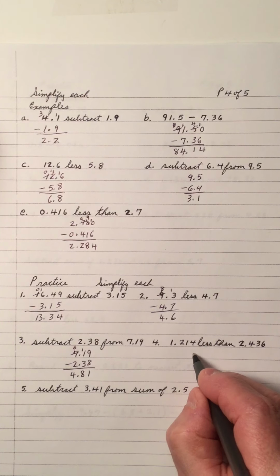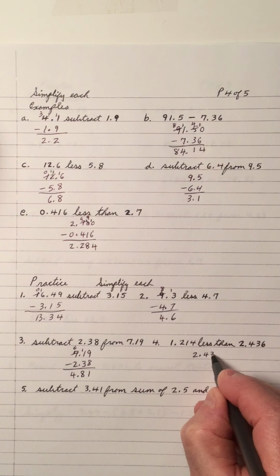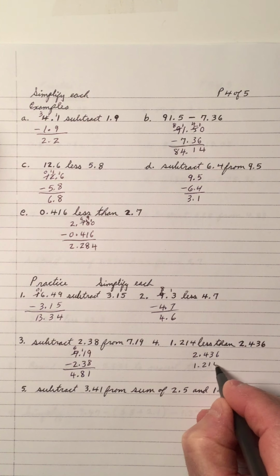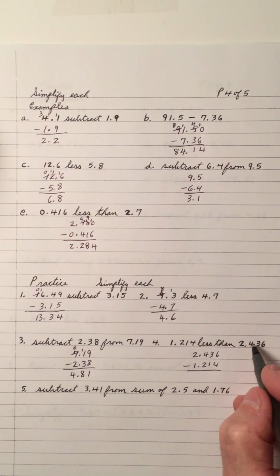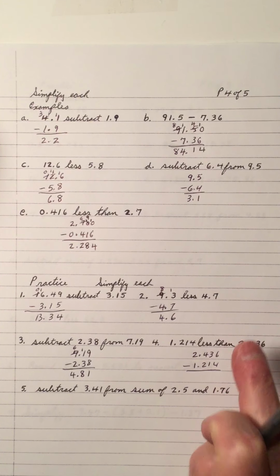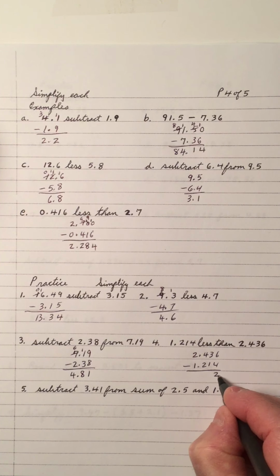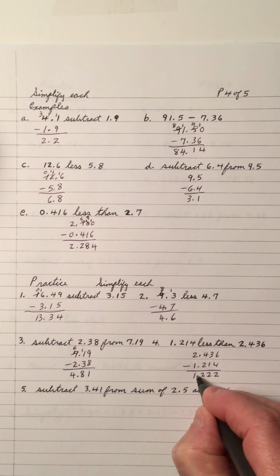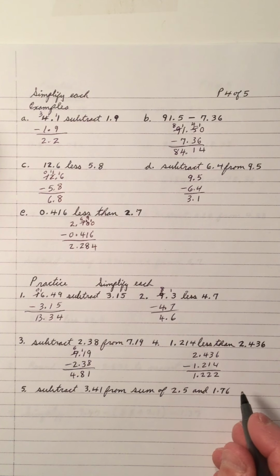Less than changes the order, so 2.436 subtract 1.214. Notice you change the order. 6 subtract 4 is 2. 3 subtract 1 is 2. 4 subtract 2 is 2. 2 subtract 1 is 1. And the decimal, bring it down.